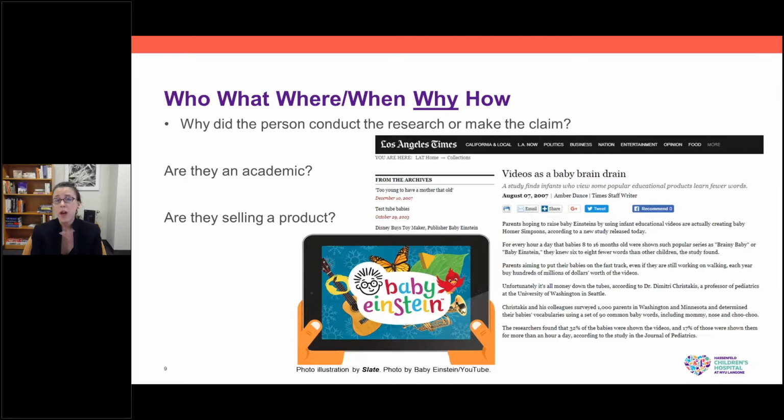So at that point, the FDA will get involved and make sure that people aren't making claims that their product can do something that the research doesn't say that it can do.